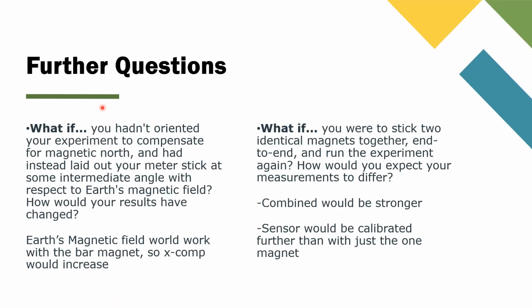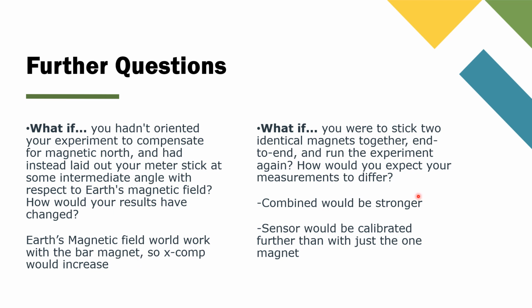Finally, further questions. What if we hadn't oriented and calibrated in the beginning to be in line with Earth's field? That means it would work with the bar magnet, so X comp would increase. I mean, Earth would just have that much more magnetic field presence on the object.